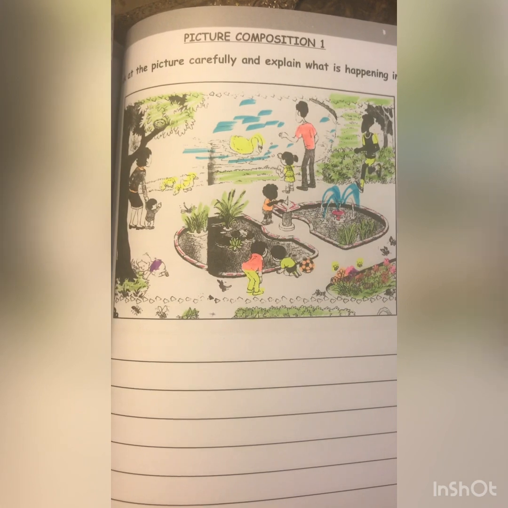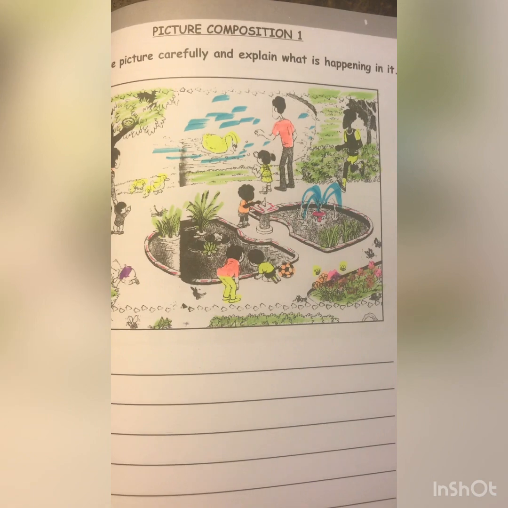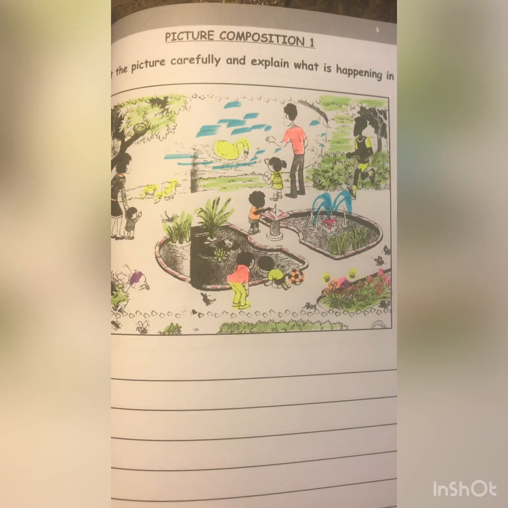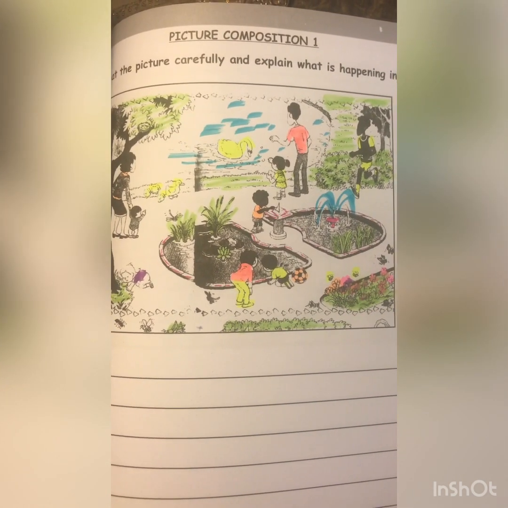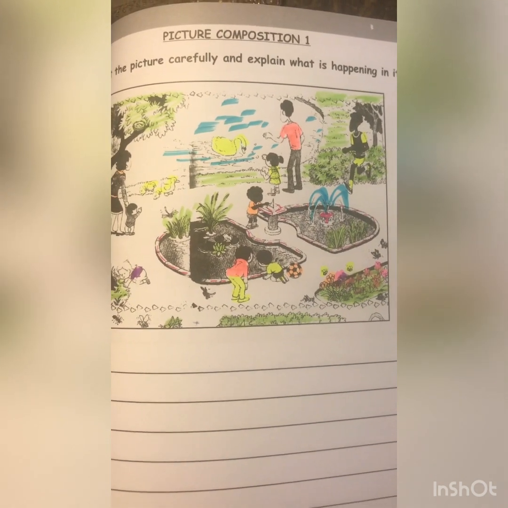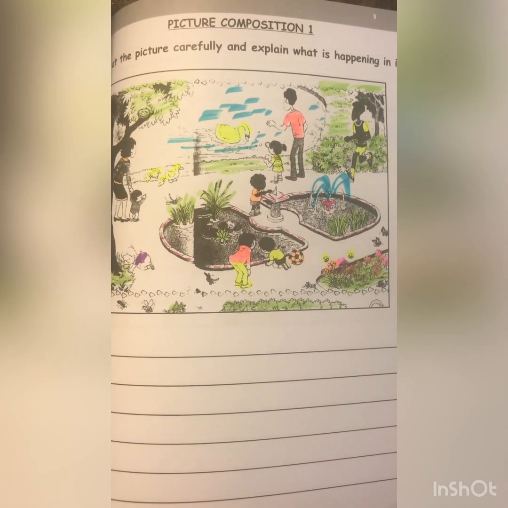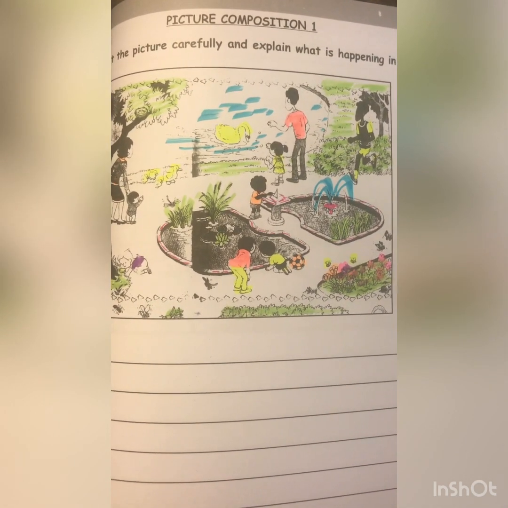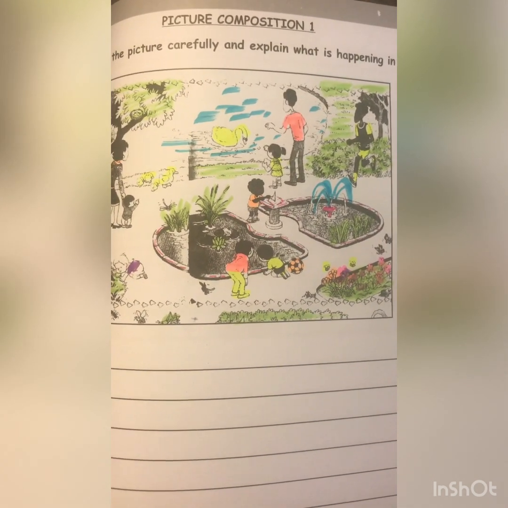Then what place is this? As you can see, there are so many plants, flowers, and everyone is having a lot of fun. There are ducks. So this place might be a park. Am I right, children? Is this place a park? Yes, so this place is a park. We are going to write about a park. As you can see, a lot of green plants, trees, there's a water pond, and children are playing around. So this place is a park.